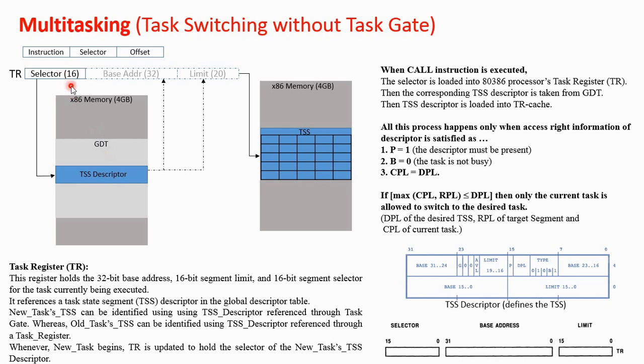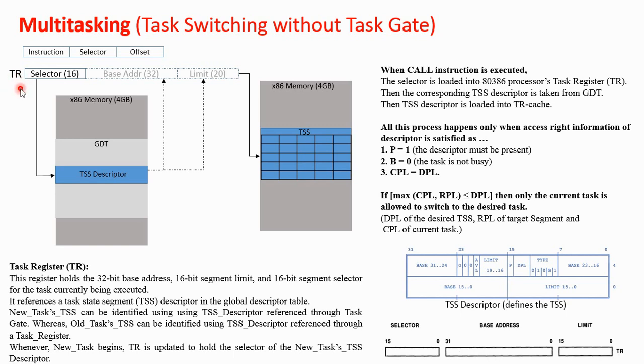The size of the selector is 16 bits. The task register contains two parts. One is the visible part, which is the selector field, and the other is the base address and limit field. Those are invisible to the user.